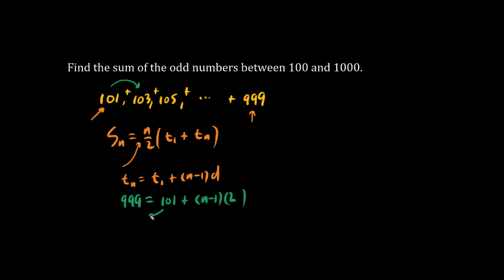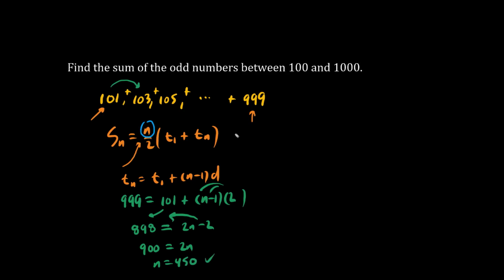So 999 minus 101 is 898 equals, using distribution, 2n minus 2. We throw the -2 over, so we have 898 plus 2 is 900 equals 2n. Dividing both sides by 2, we have n equals 450.